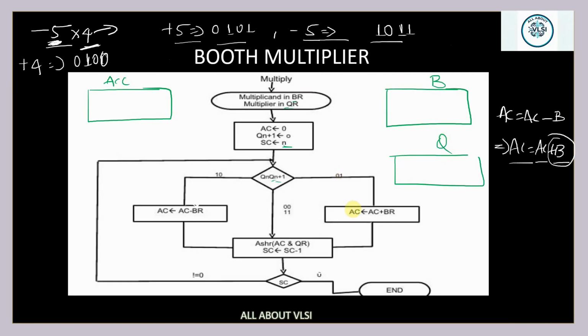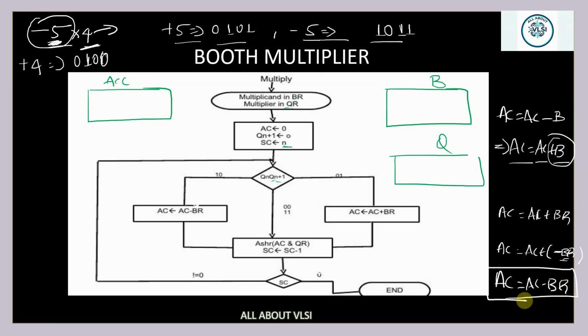If we have 0, 1, we should basically perform AC is equal to AC plus BR. Now, what is this BR, given already? Minus 5. Okay. Now, we are basically performing AC is equal to AC plus minus BR, because BR was negative, right? So which is nothing but AC is equal to AC minus BR. This is the operation we should perform, right? So I should perform subtraction between this accumulator and this particular value.